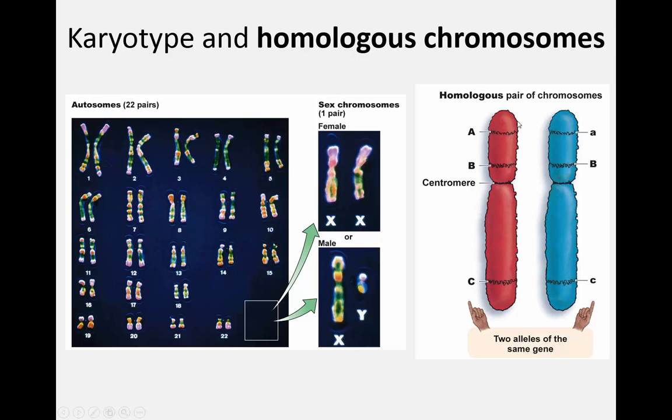So, for example, this red one may have a gene for, let's say, eye color, and then this blue one could have a gene for eye color as well. And so they're not identical, but they're very similar in that respect. So let's say this eye color gene on the red one has a blue eye color gene, and let's say this eye color gene on the blue one has a brown eye color gene, right?